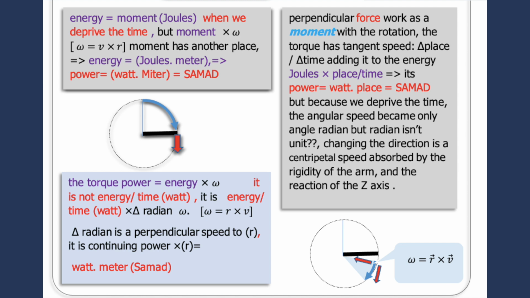But it is a unit, because the changing of direction is a centripetal speed absorbed by the rigidity of the arm and the reaction of the axis. So if we use the multiplying of the vectors here, there are two vectors perpendicular, one tangent and one centripetal.